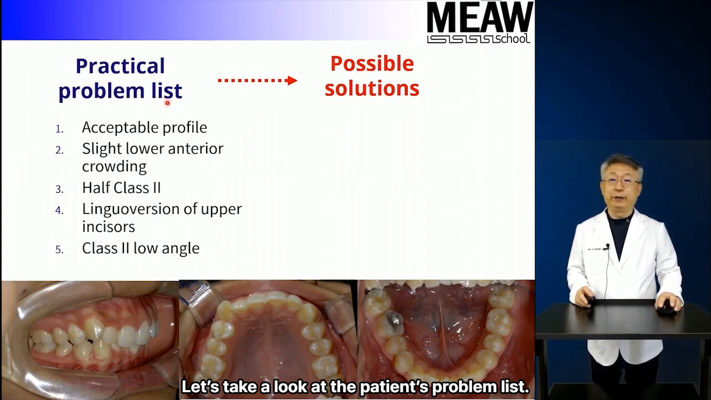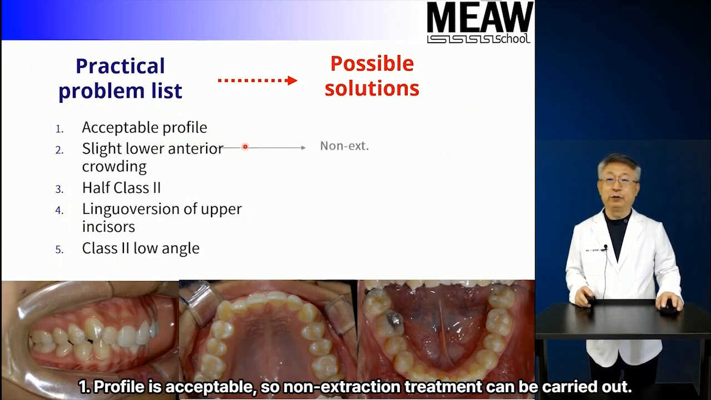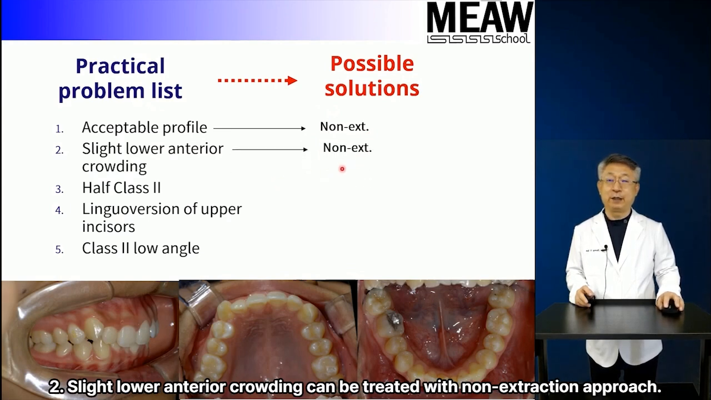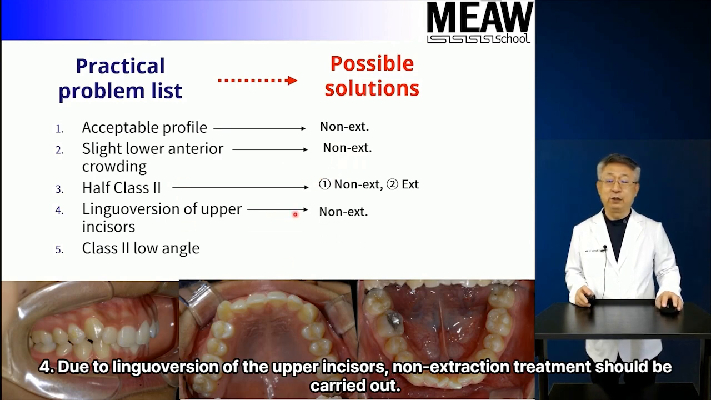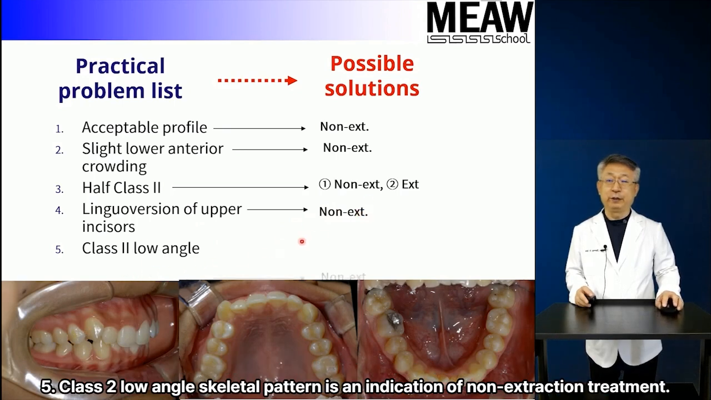Let's take a look at the patient's problem list. 1. Profile is acceptable, so non-extraction treatment can be carried out. 2. Slight lower anterior crowding can be treated with non-extraction approach. 3. Half class 2 canine key can be treated with either non-extraction or extraction approach. 4. Due to linguoversion of the upper incisors, non-extraction treatment should be carried out. 5. Class 2 low-angle skeletal pattern is an indication of non-extraction treatment.